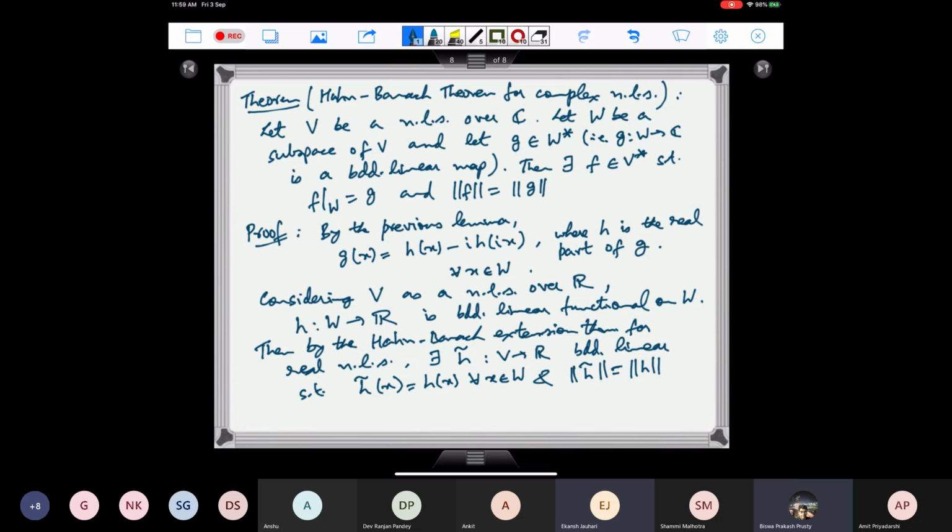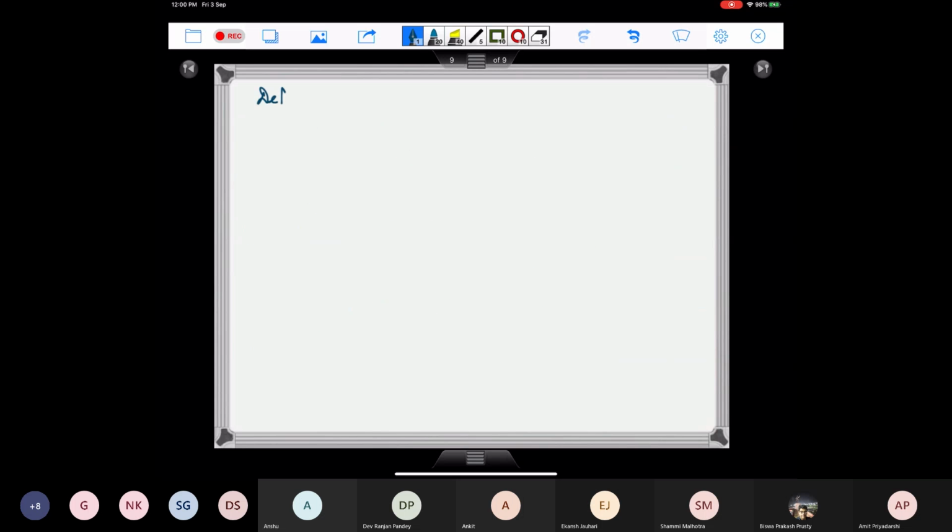Yes, sir. So what I said is that this h can be extended to a bounded linear functional h tilde from V to R, such that the norm of h tilde is the same as the norm of h. So now we have to define f from V to C by f of x is equal to h tilde of x minus iota times h tilde of iota x. Right.